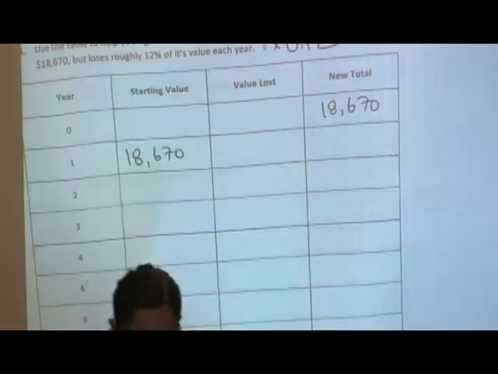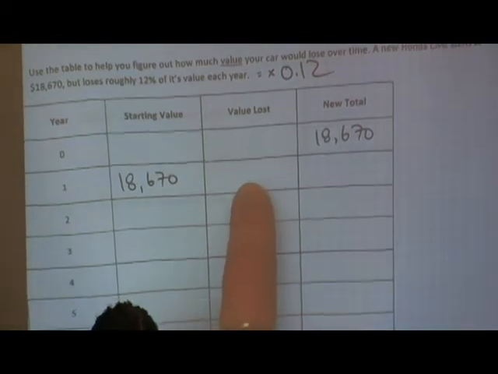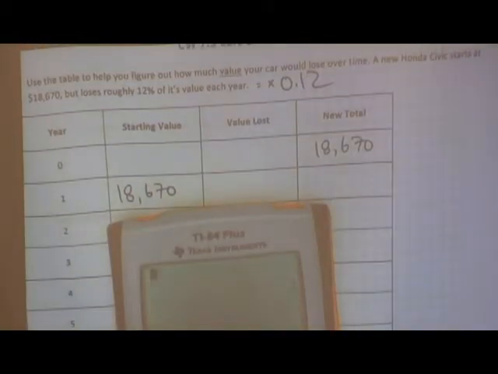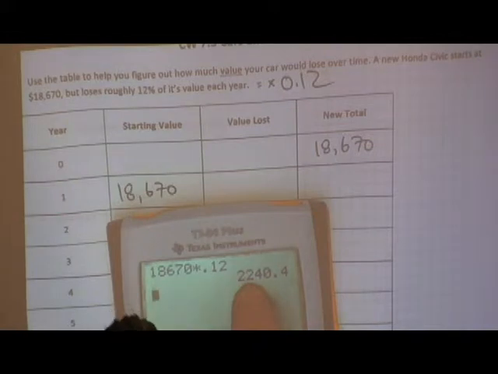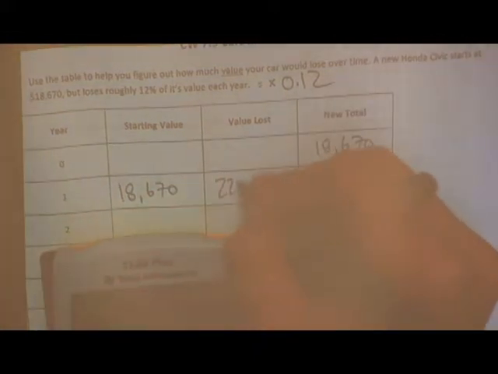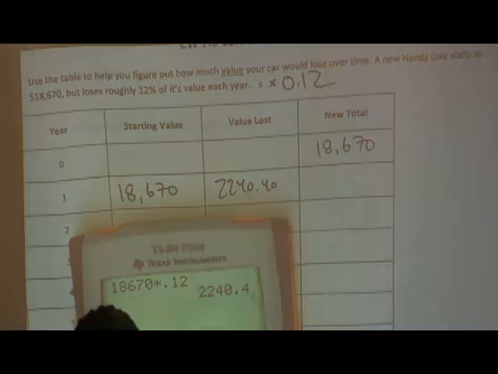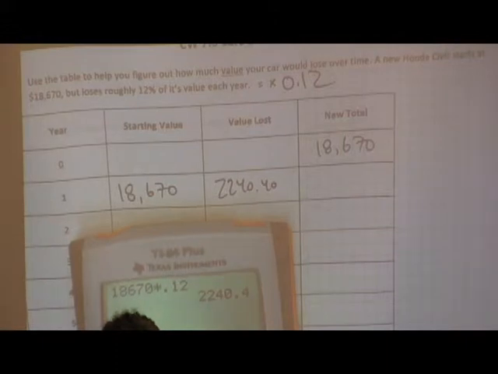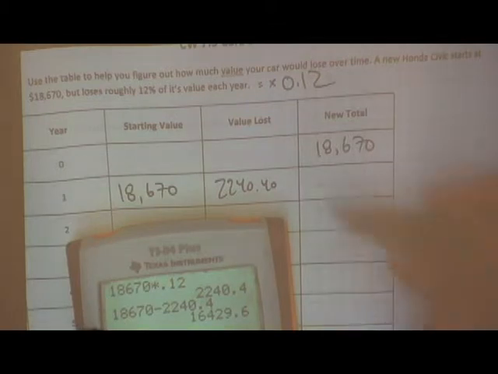To calculate 12%, you multiply by 0.12. So 12% of 18,670 is 2,240.40. Remember, we're talking about dollars, so use two decimal places, please. Then I would subtract that out: 18,670 minus 2,240.40, and I'd get my new value. And I put that here.